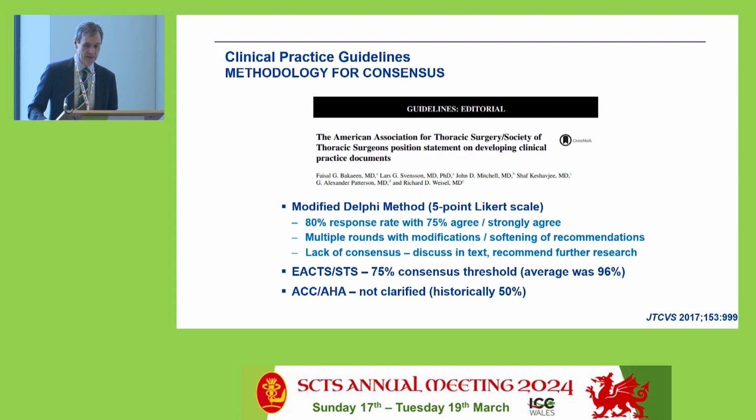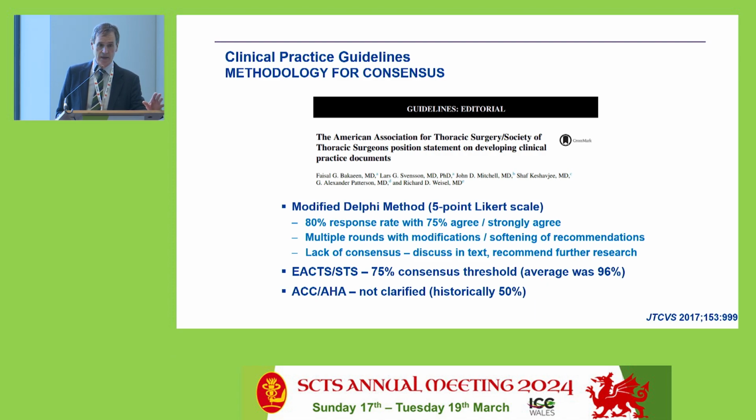Methodologies for consensus. One of the recommended methodologies is the modified Delphi method. That's where there's an 80% response rate of everyone on the guidelines committee with 75% agreement or strongly agree with the recommendation. And you can have multiple rounds of voting with alterations of what the guideline would be. If there's not consensus, you can discuss it in the text, where the discussion and debate was between the topics. The EACTS-STS guidelines had a 75% consensus threshold, which was met in almost all the cases ultimately.